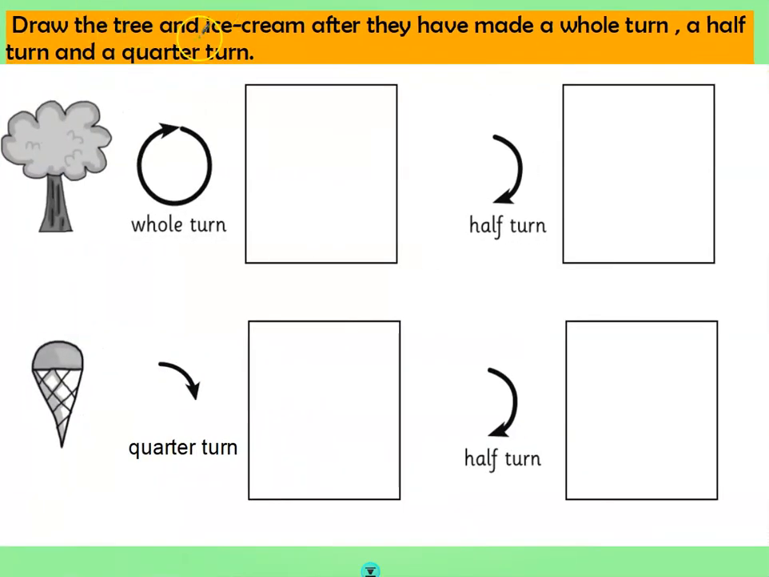Now draw a tree and an ice cream the way they look after they have made a whole, half, and a quarter turn. Now for a tree, I want you to draw a tree that makes a whole turn. After making a whole turn, how does a tree look? You can pause the video and do it. Excellent. After taking the whole turn, the tree looks like this.